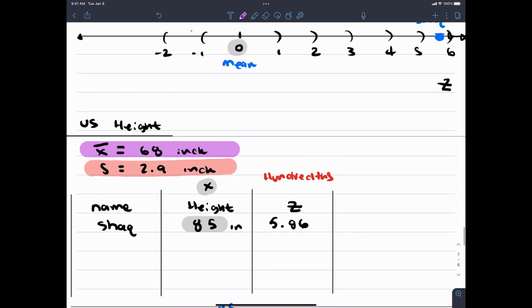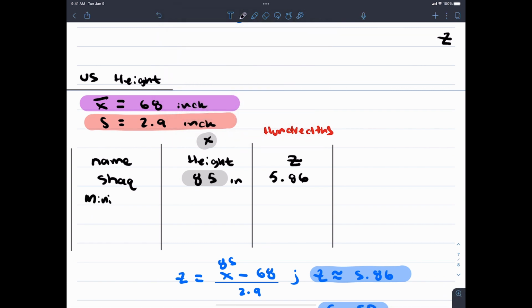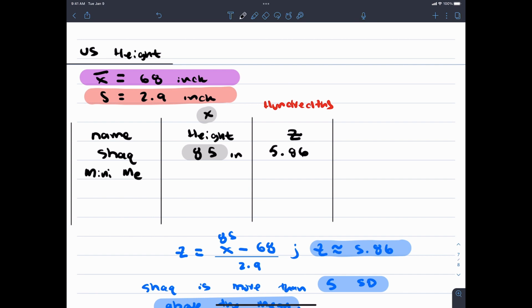Now, there's another person I like to use besides Shaq. I like to use Mini-Me. As a comparison, what is Mini-Me's height? How tall is Mini-Me? Do you guys know who Mini-Me is? I think he's 2 foot 4 inches. Maybe I'm wrong. What's 2 foot 4 inches? Well, 2 times 12 is 24 plus 4 is 28 inches. Okay, so that is a data value, X.